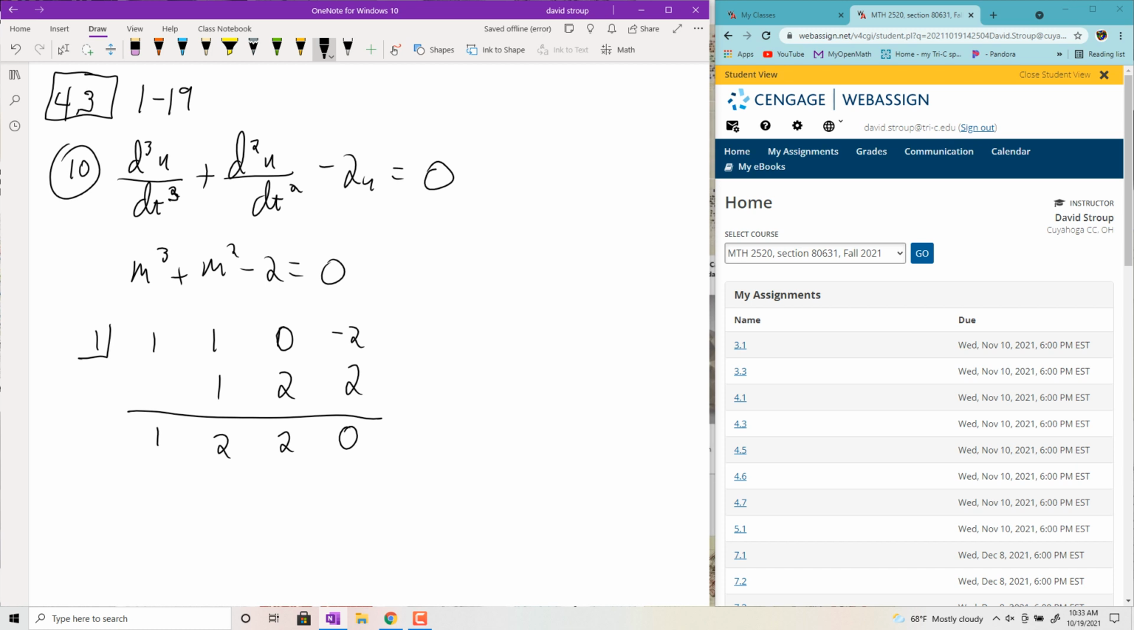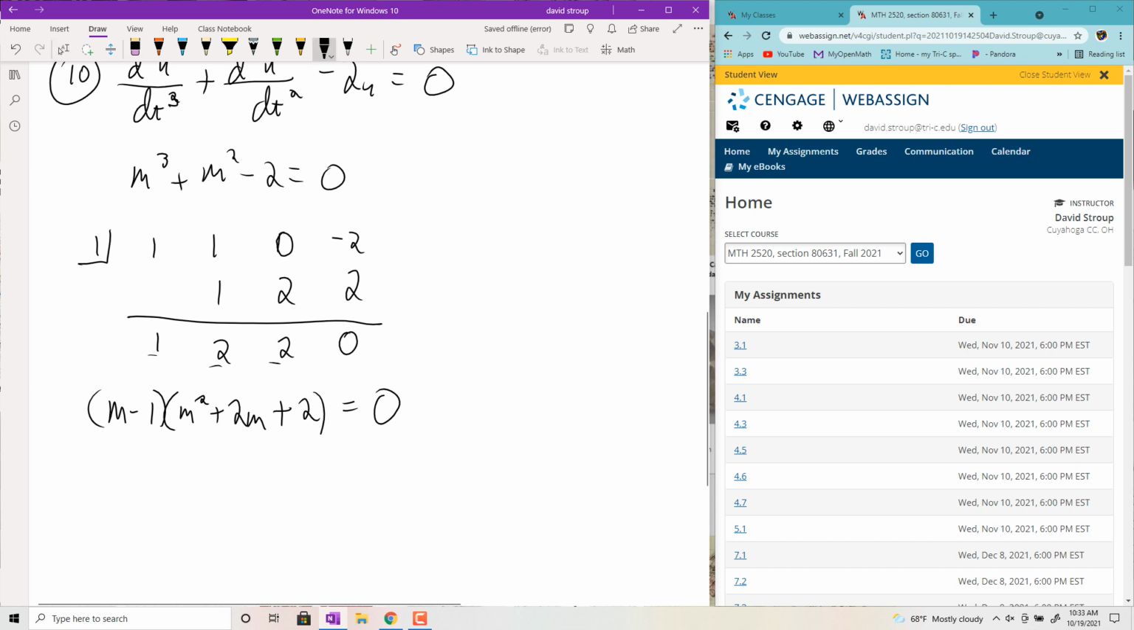So that gives you sort of your next version, right? Based off these coefficients, you can write down the remainder of the polynomial after you divide it by m minus 1. So it'd be m squared plus 2m plus 2 is 0. Unfortunately, we're not going to be able to factor this guy, so you have to go to the quadratic formula. You should have the quadratic formula memorized for the test.